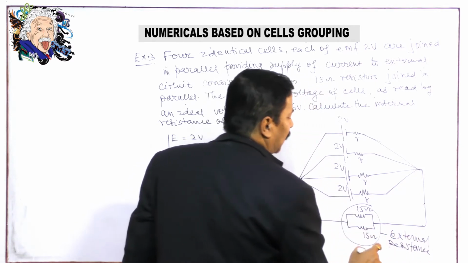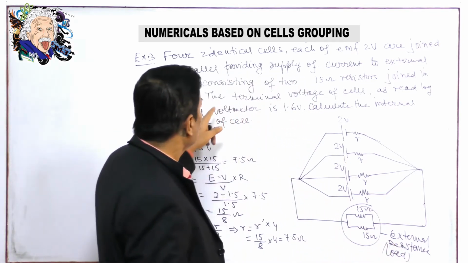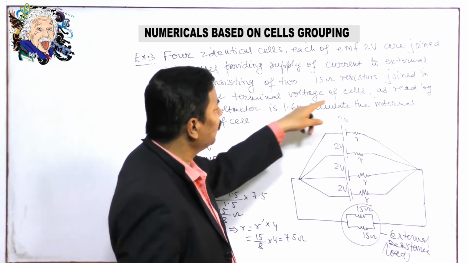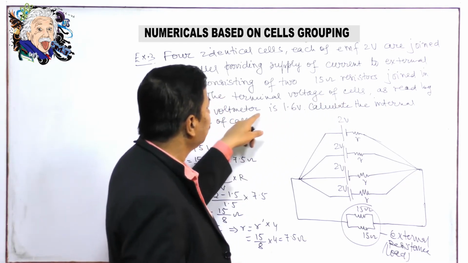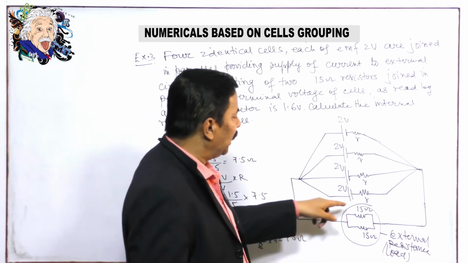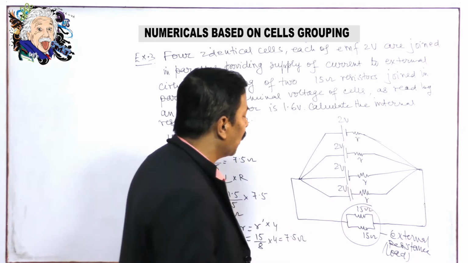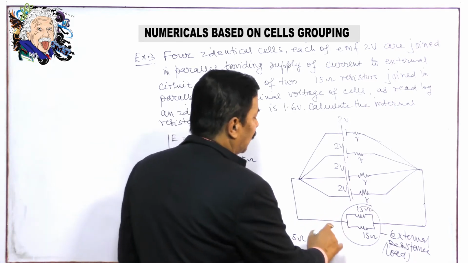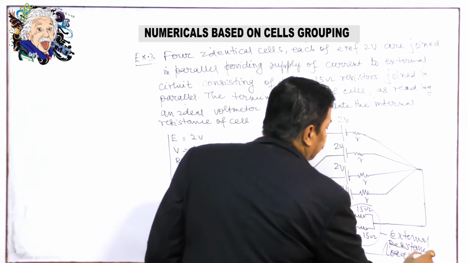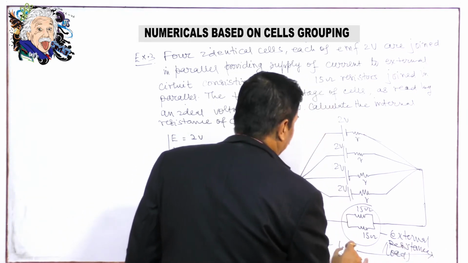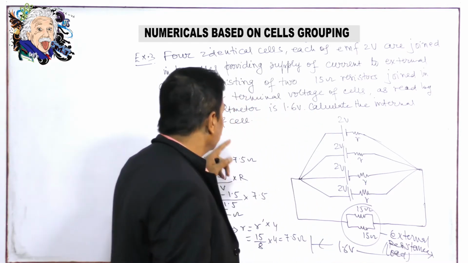They are joined in parallel. This is the load. And the terminal potential difference of the cells as read by an ideal voltmeter is 1.6 volt. Across this, the terminal potential difference is your 1.6 volt. This is the terminal potential difference from here to here. This is 1.6 volt. Calculate the internal resistance of each cell.